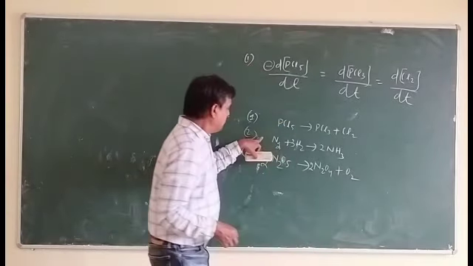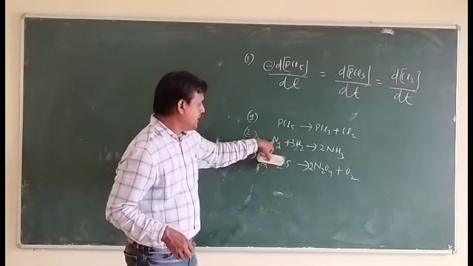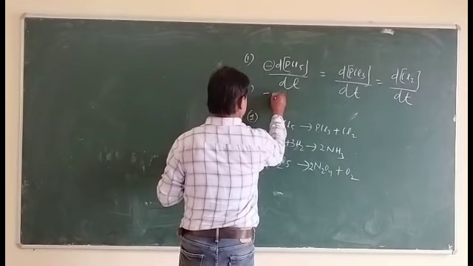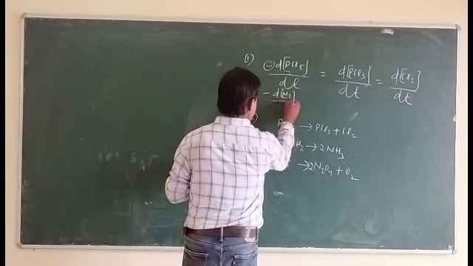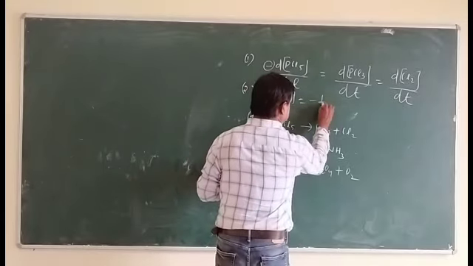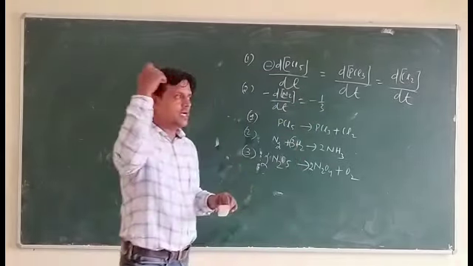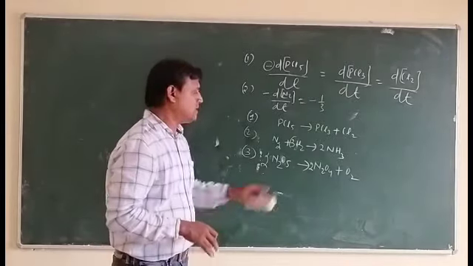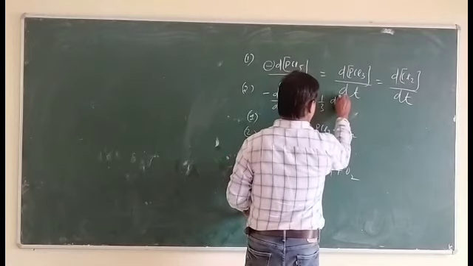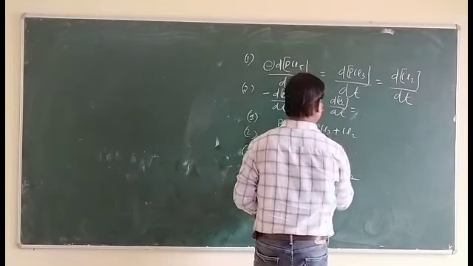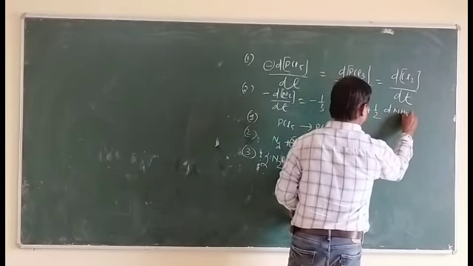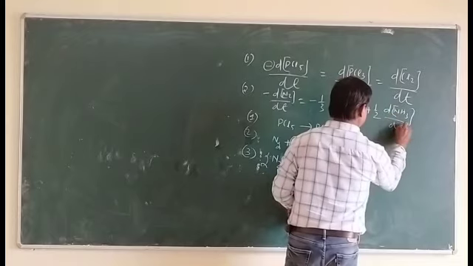So next, minus d of N2 by dt equals minus 1 by 3 d of H2 by dt, because there are 3 moles of H2 and we are expressing it in terms of 1 mole, so we have divided by 3. Before the product there is a plus sign, so it equals plus half d of NH3 by dt.